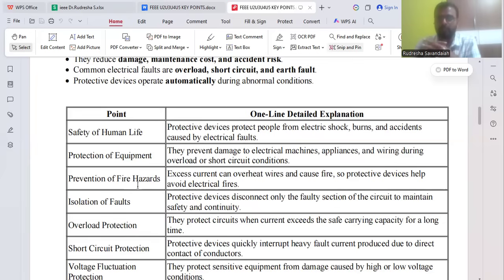They protect the circuits when the current exceeds the safe carrying capacity for a long time. That is overload protection. Short circuit protection: protective devices quickly interrupt heavy fault current produced due to direct contact of conductors.